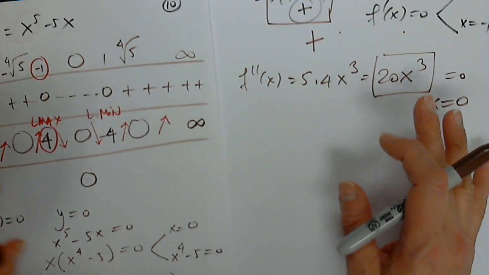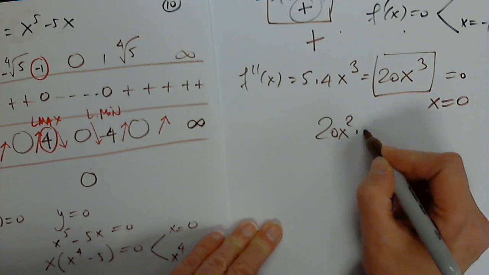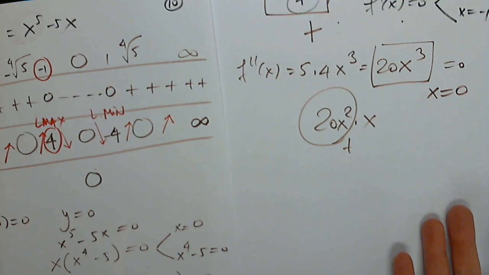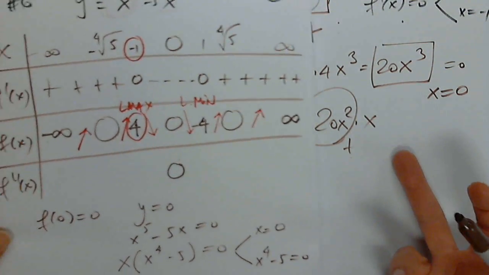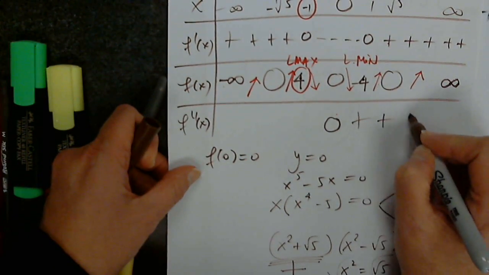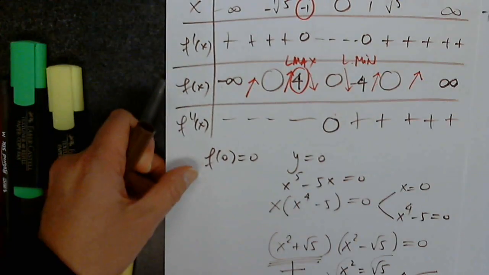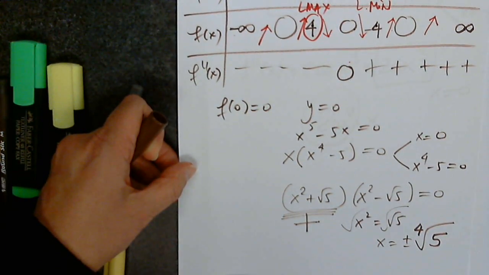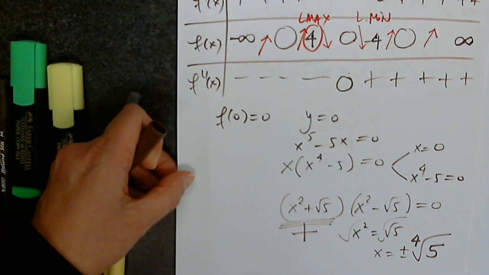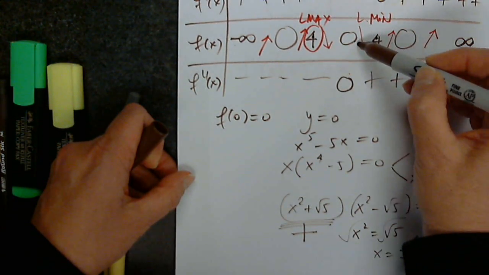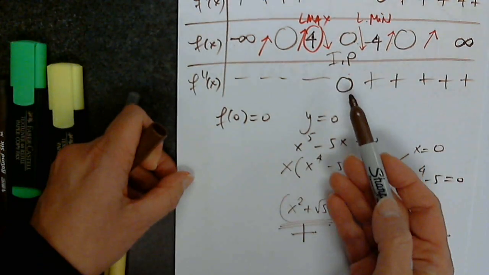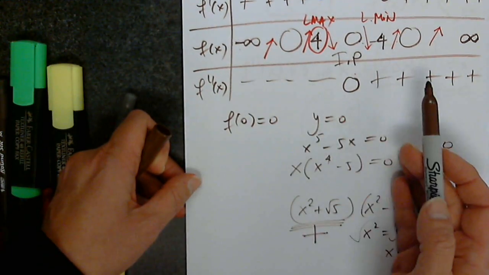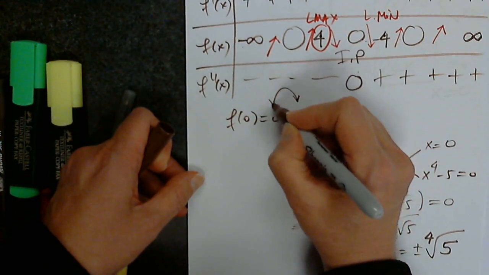Now I study the sign. Here's how I study the sign. 20x squared times x. Why? Because I'm not going to plug in anything in that. I refuse. It's always positive. So only x dictates. So it's positive to the right and negative to the left of 0. What type of point is 0, comma 0? Inflection point. The second derivative is 0, and the sign of the second derivative is opposite, left and right. So down and up.